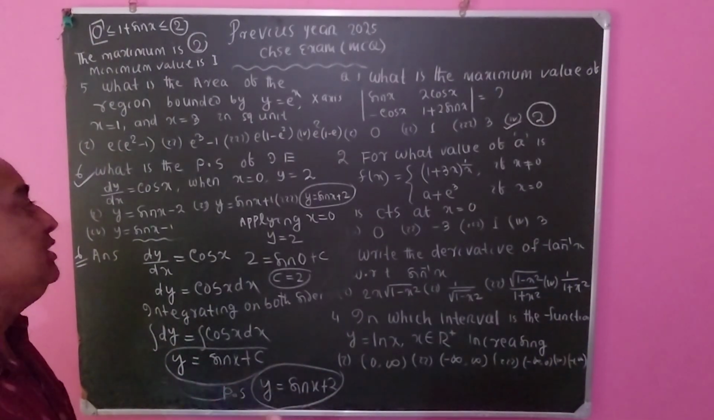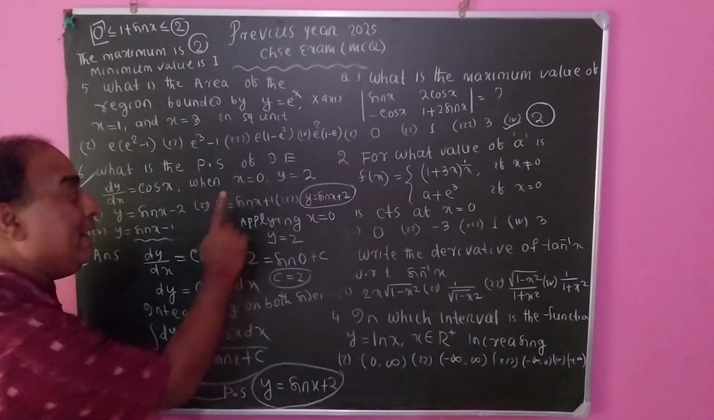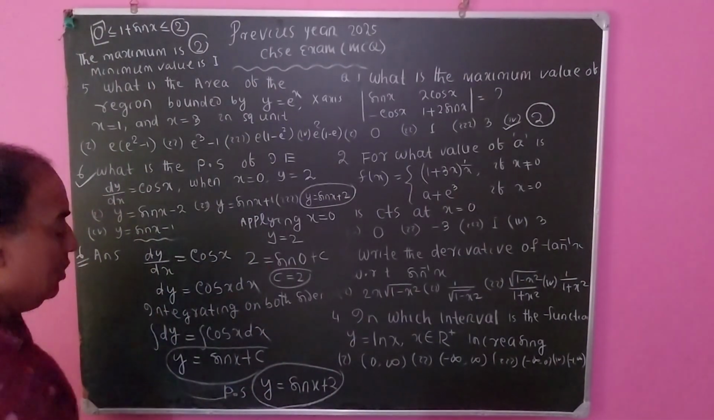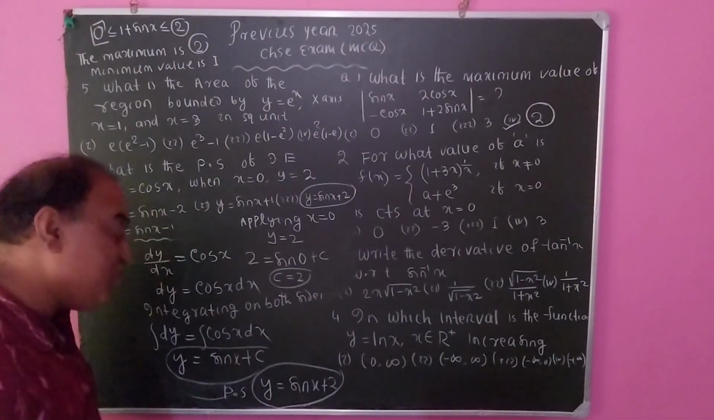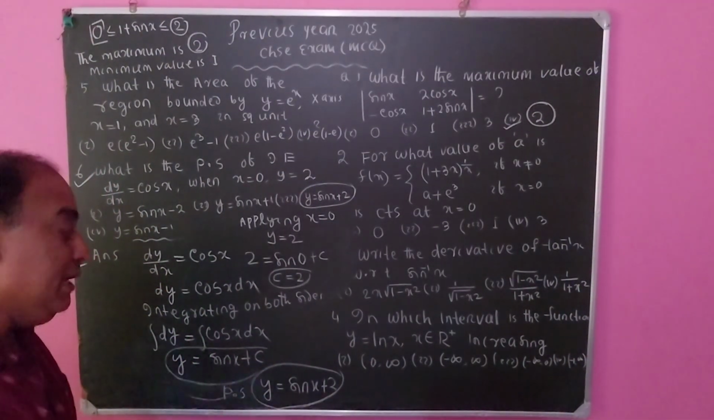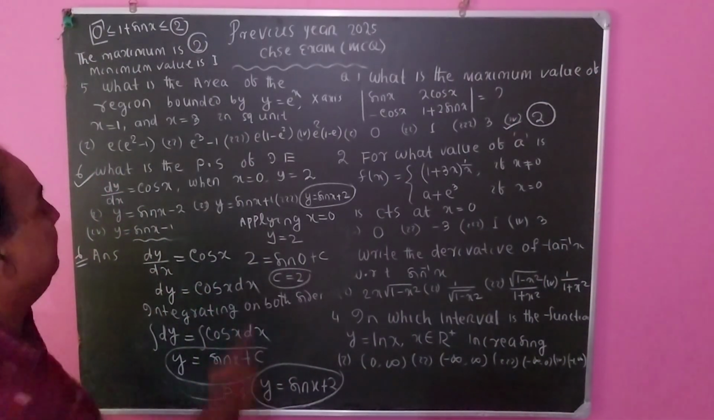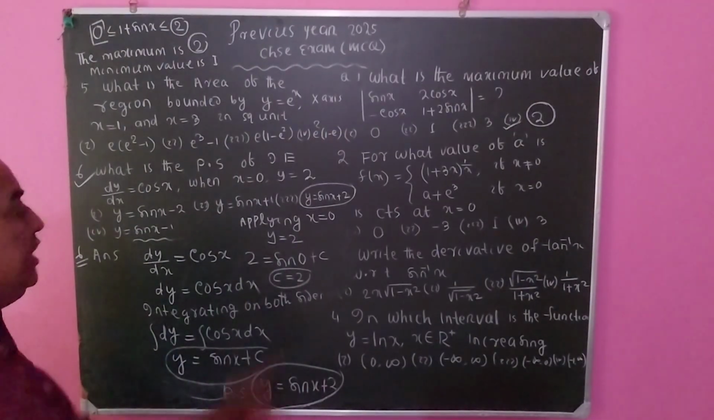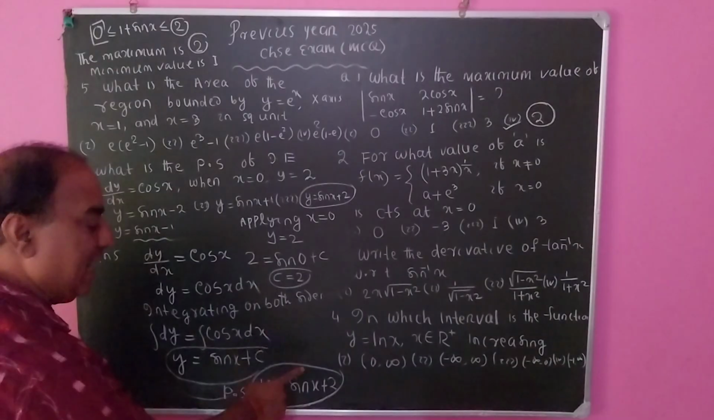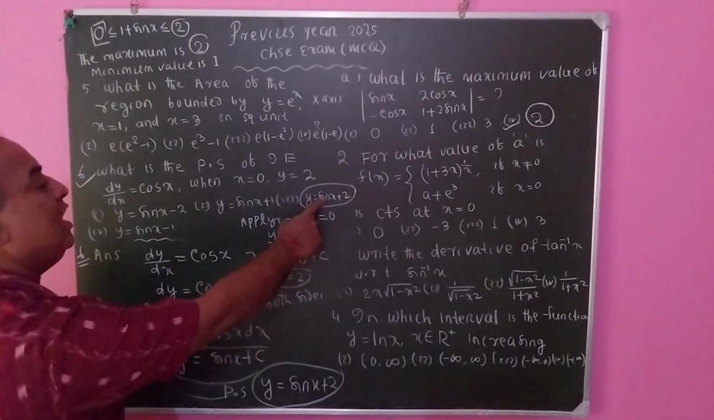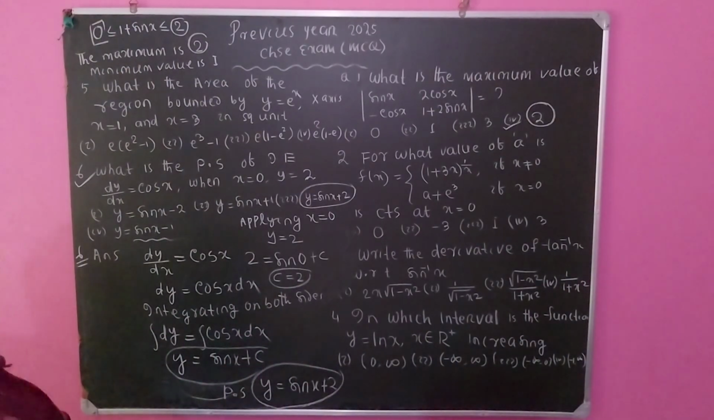Particular solution means if we assign particular values of the independent variable and dependent variable, we get the particular value of the arbitrary constant. That arbitrary constant, if we put in the general solution, gives rise to a particular solution. So here in this case, the particular solution is y is equal to sin x plus 2. So the choice is the third, y is equal to sin x plus 2. This is the answer of this question.